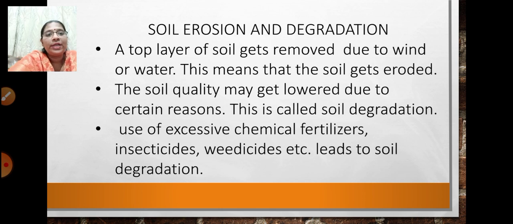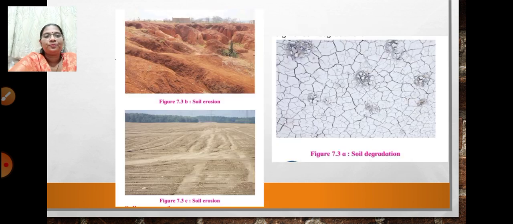Use of excessive chemical fertilizers, insecticides, weedicides, etc. leads to soil degradation. So what leads to soil degradation? Use of excessive chemical fertilizers, insecticides which can kill insects, pesticides which can kill pests, and weedicides which are to get rid of weeds, the unwanted plants in the field. All this leads to soil degradation.